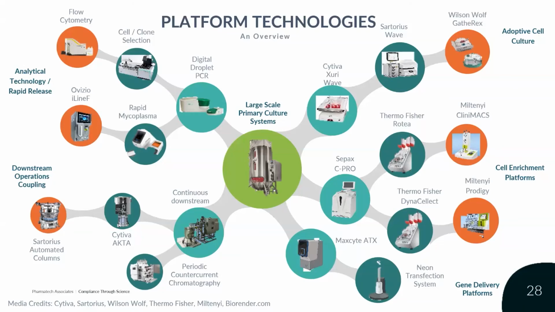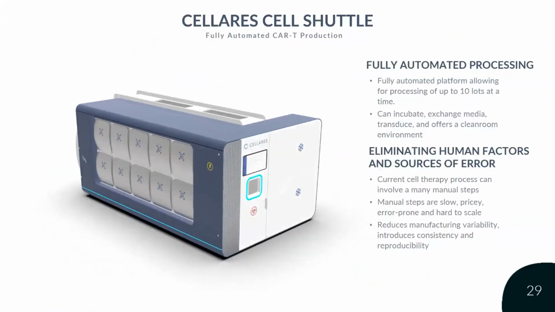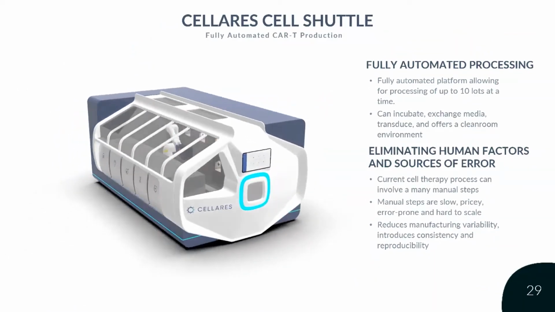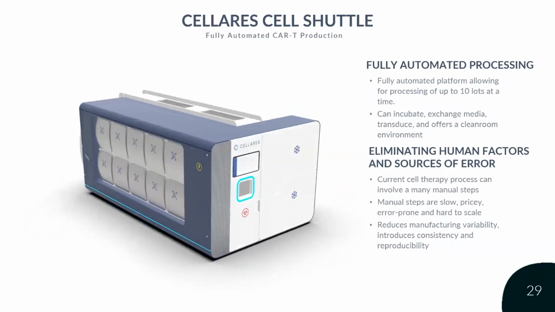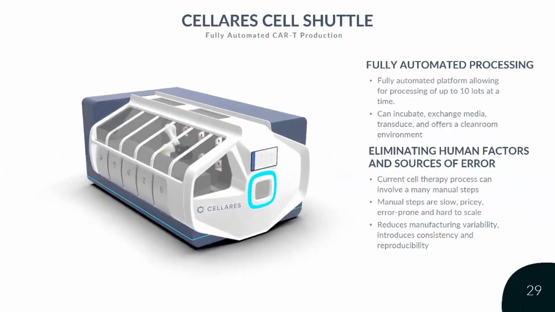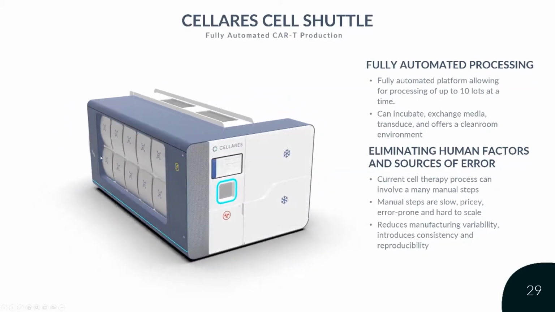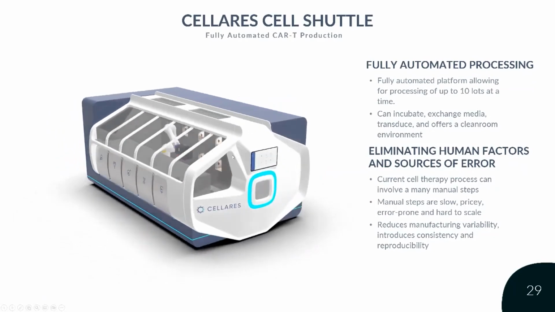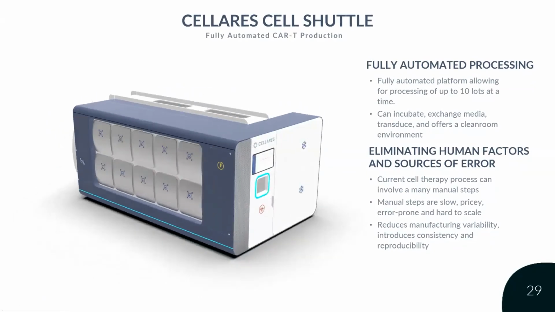So with that said, let's get into the facility design portion of things, and how to potentially automate the whole work process. Something that Solaris in California is currently doing is designing this cell shuttle type of platform. It would be a fully automated process about the size of essentially a truck that can hold 10 lots. So you can see that here. And then there's a robotic arm that can do all the media exchanges, transduction, activation, whatever you need.